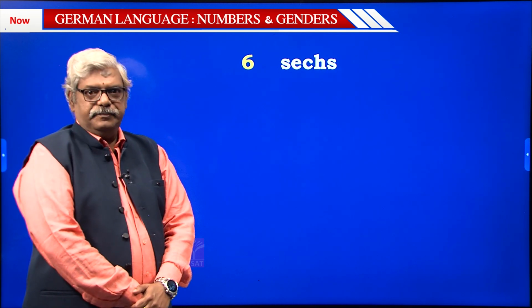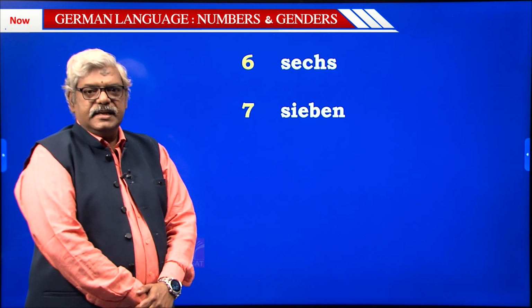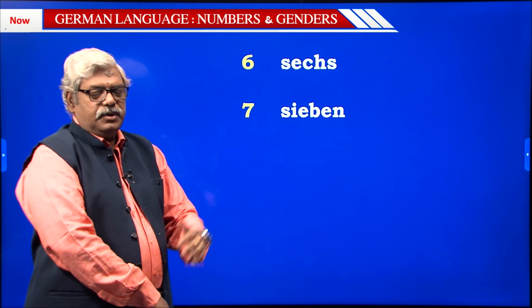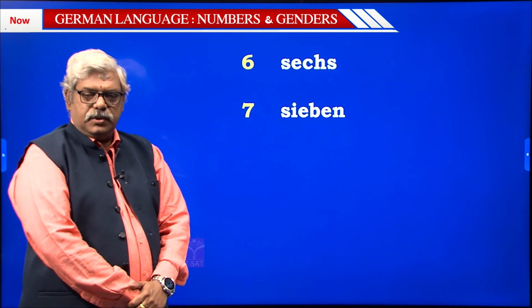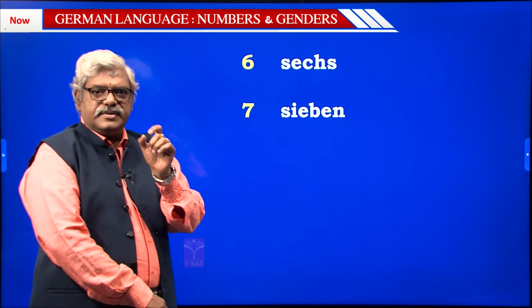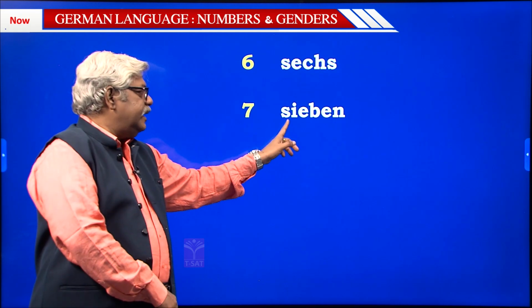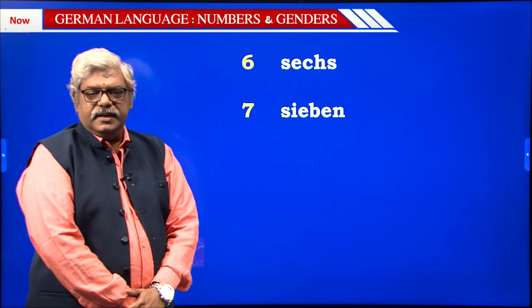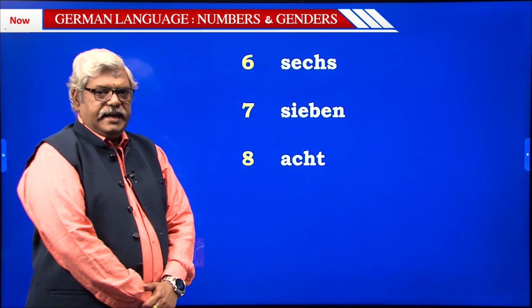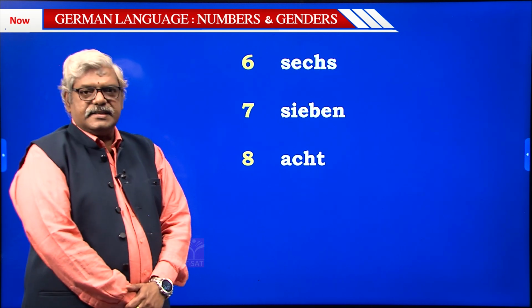Then 7. 7 is pronounced as sieben. Just as you had in the previous episode, the same sort of sound is given over here because SIE is the spelling. So sieben. Then 8. 8 is pronounced as acht.